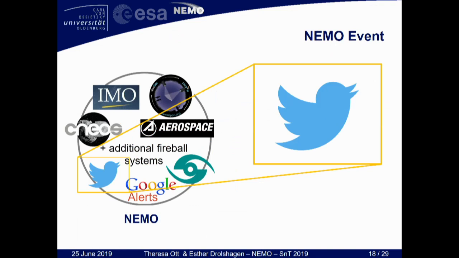Let me introduce to you one of our NEMO events. So usually it starts with a Twitter alert. We found that Twitter is really fast. For some reason, people like to very quickly take a picture or just tweet out, I saw something. So we get a Twitter alert quite early on. This is just one of them.